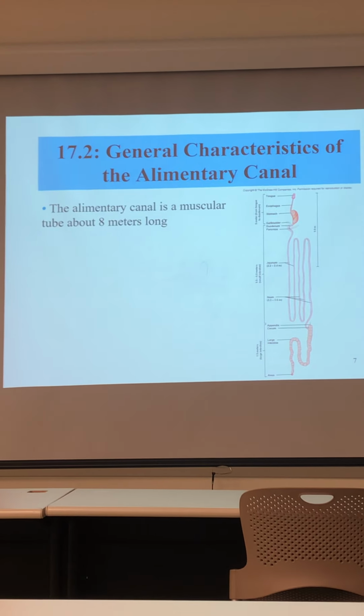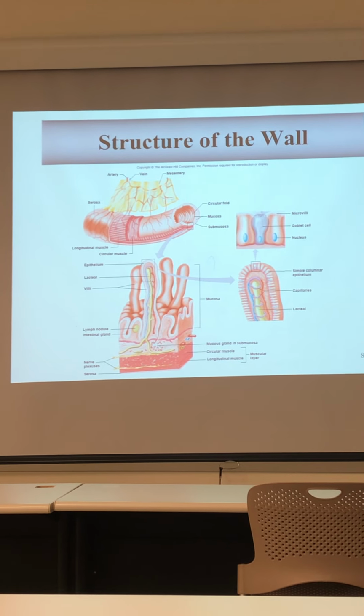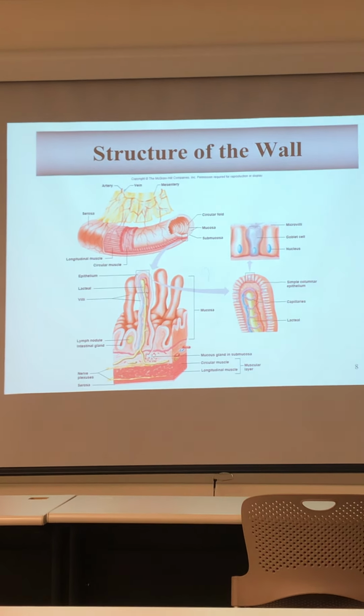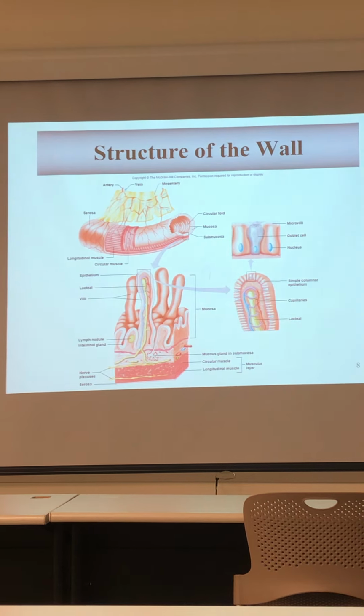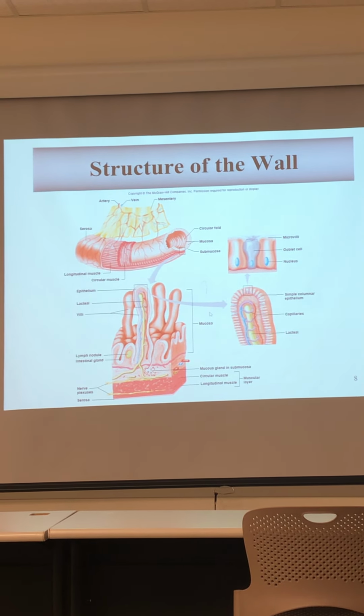So let's get on this quickly. A couple of review items that could be on the test. What type of epithelium is found in the digestive tract? Simple columnar epithelium. They show that on the top of this, what we call a villi.